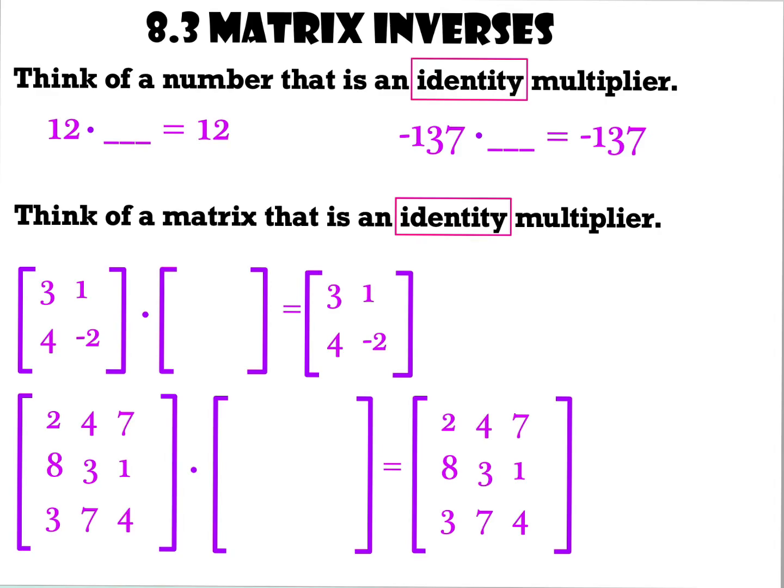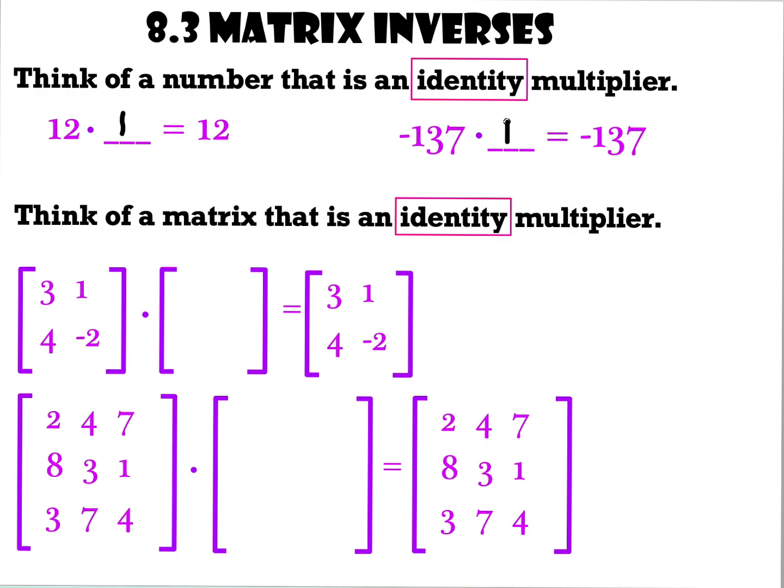Circling back to section 8.3, we'll be talking about matrix inverses today. When you think about the inverse, we probably should talk about an identity first. An identity is just something that doesn't change something. It keeps its own identity. So like 12 times what equals 12? 12 times 1 equals 12. Negative 137 times what equals negative 137? Negative 137 times 1 equals negative 137.